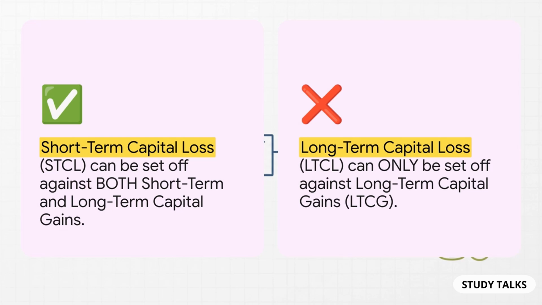So in our problem, that 30,000 rupee LTCL cannot, under any circumstances, touch the 80,000 rupee STCG. The taxable gain is the full 80,000, and that 30,000 rupee loss just gets carried forward. I guarantee you this one rule will be tested.